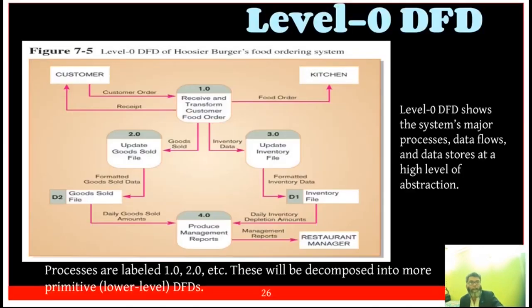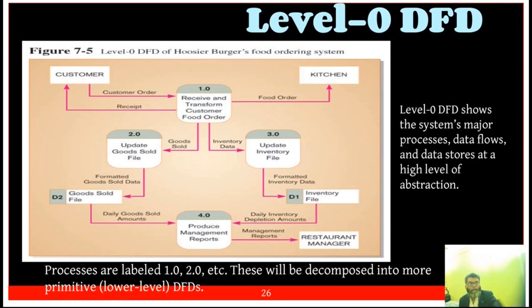Then comes level 0 DFD. Level 0 DFD shows the system's major processes, data flows, and data stores at the highest level of abstraction. That is, in the first category, in level 0, we mentioned 1. Then 2, here it has been given 2, 3, and 4.